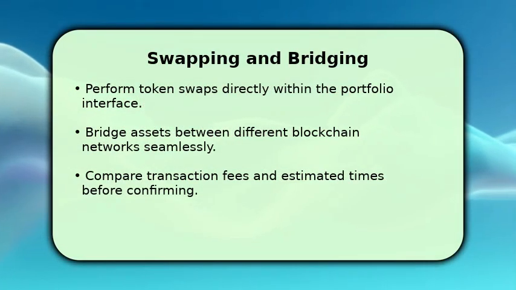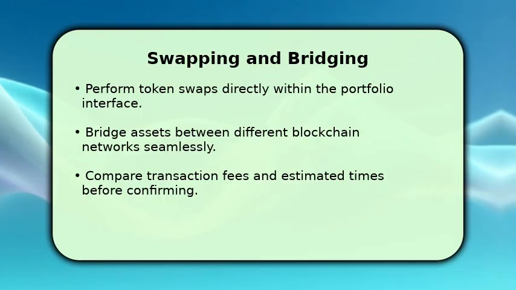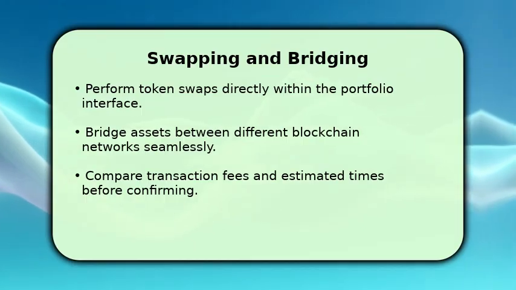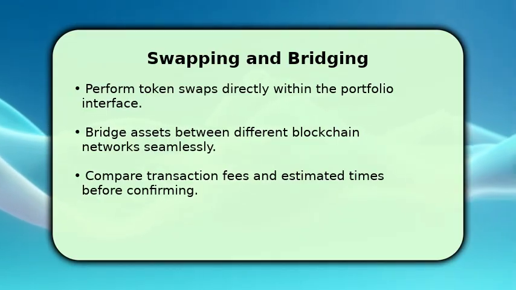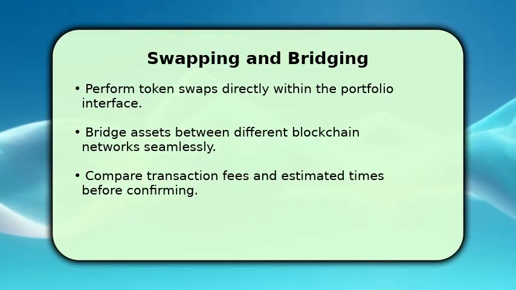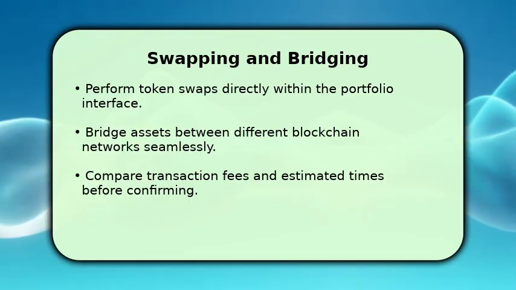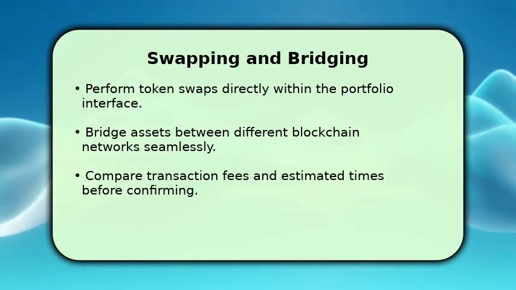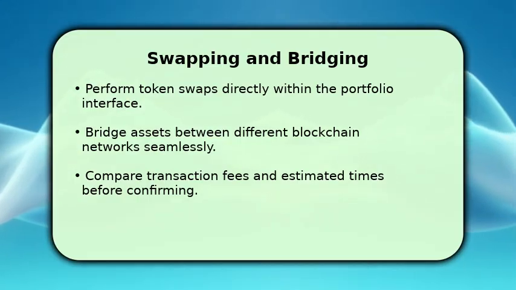MetaMask Portfolio makes managing your assets even more dynamic with built-in swapping and bridging functionalities. You can exchange one cryptocurrency for another directly, often with competitive rates. Furthermore, the bridging feature allows you to move assets between various blockchains, such as from Ethereum to Optimism, in just a few clicks. Always review the estimated gas fees and transaction times before confirming any operation to ensure a smooth experience.